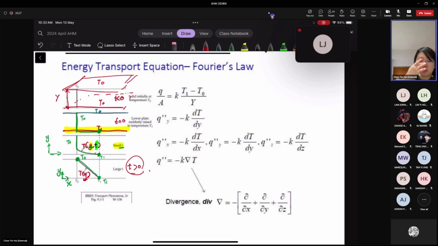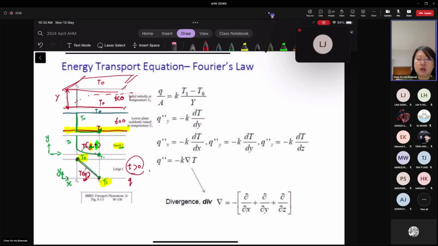So now, if we want to maintain these two surfaces at temperatures T1 and T0, which means you have to maintain a constant rate of heat transfer. There needs to be a constant rate of heat transfer so that these two temperatures will remain constant.